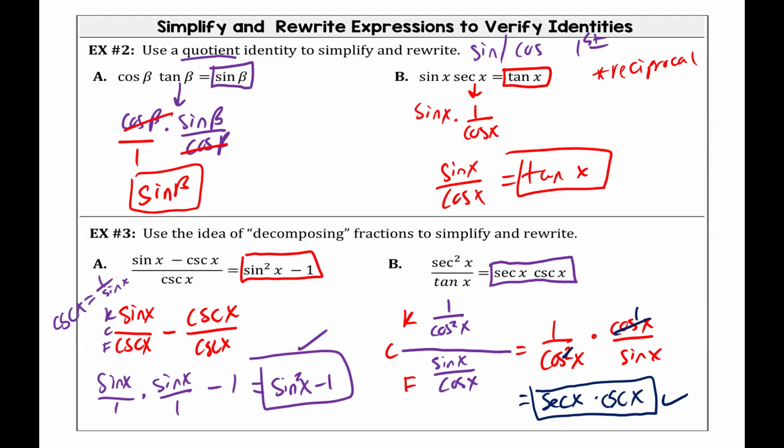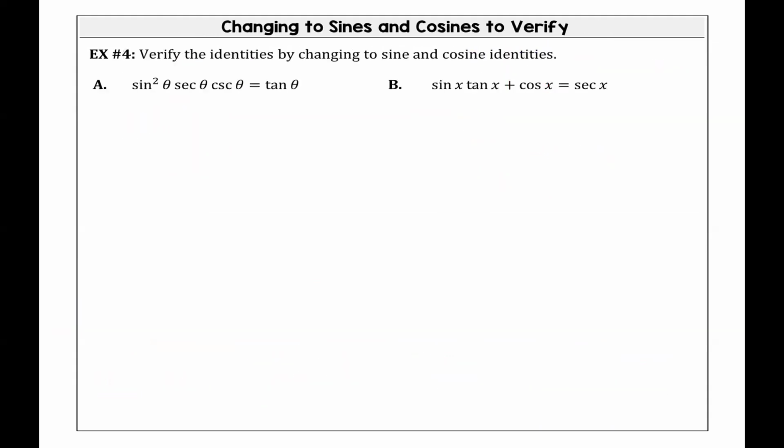I would like for you guys to try 4A at your table. So you're going to try 4A. The end game is tan theta. So to take all of that and get it down to tan, that's your goal. You can do it. Remember, put everything first in terms of sine and cosine.